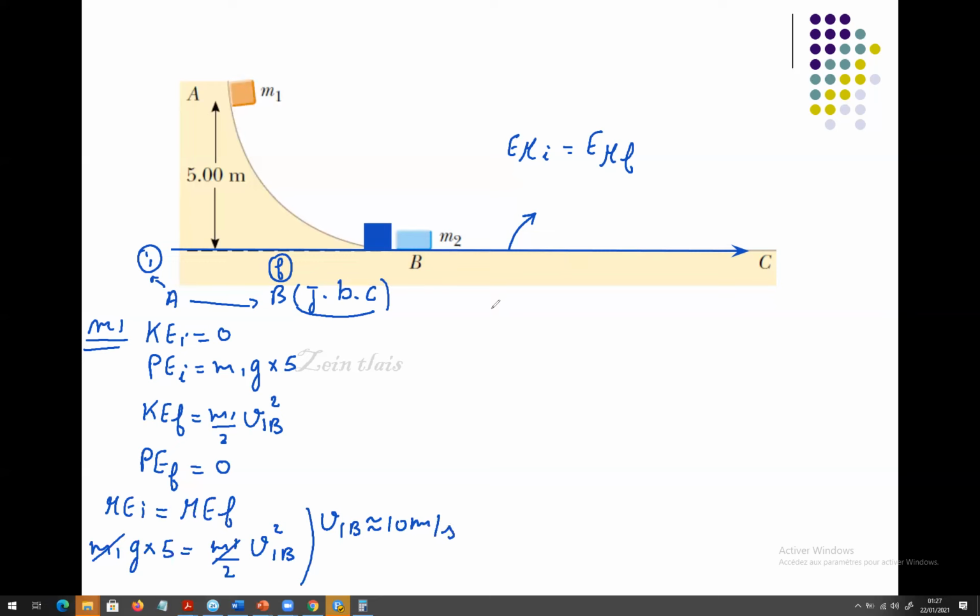Now I want to take a system between just before the collision and just after the collision. Just before the collision, we have M1 with V1 at position B.